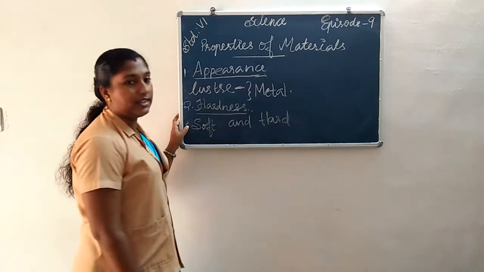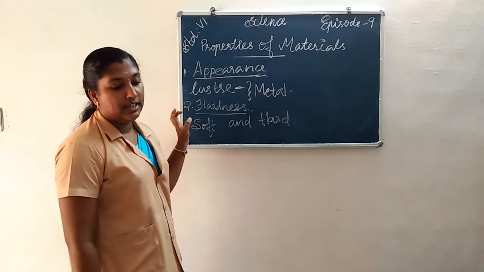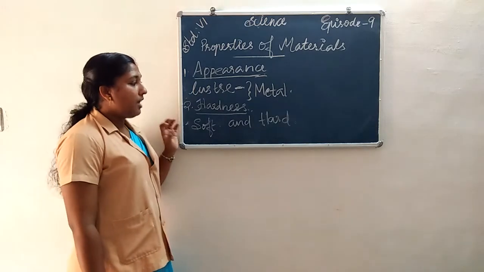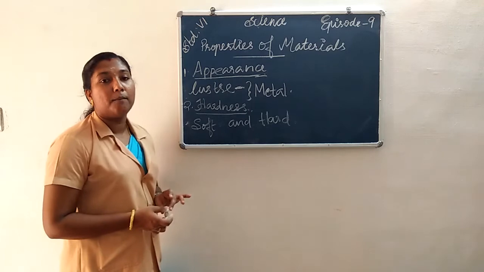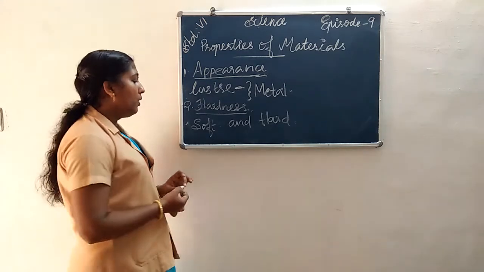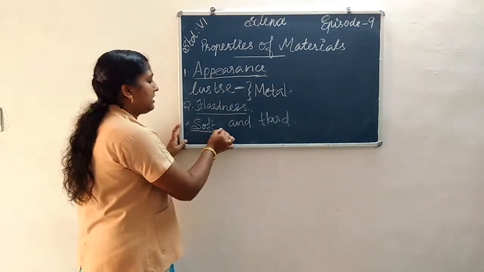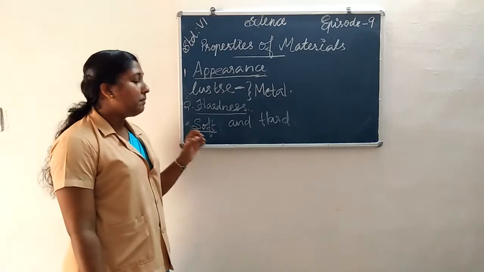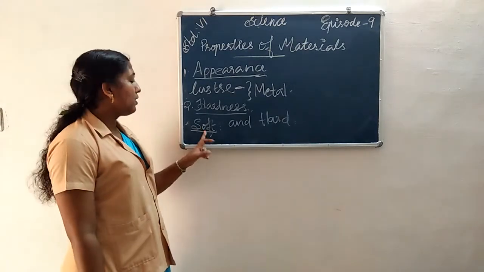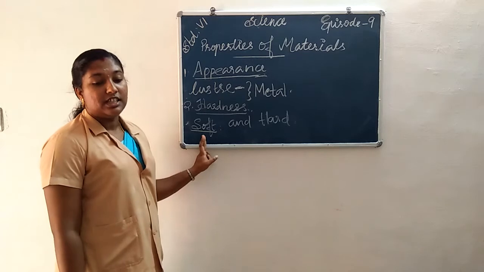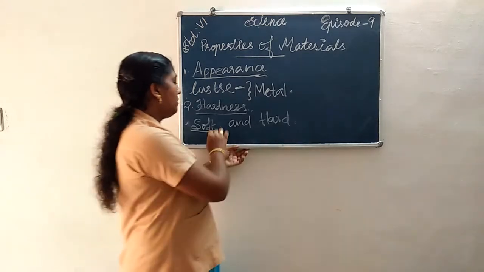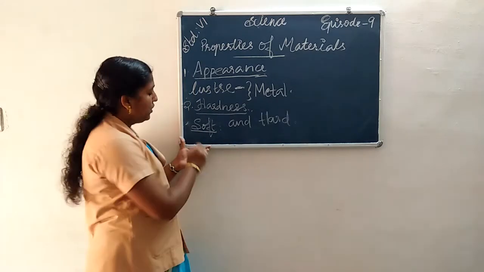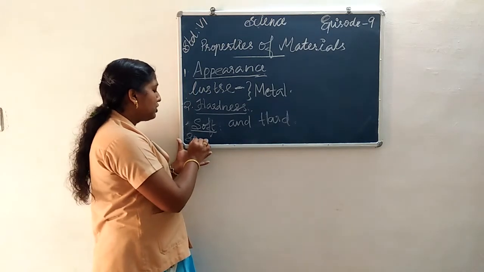Hard materials present in our surroundings. The materials which can be compressed easily are called soft materials. For example, sponge. Soft materials example, sponge.